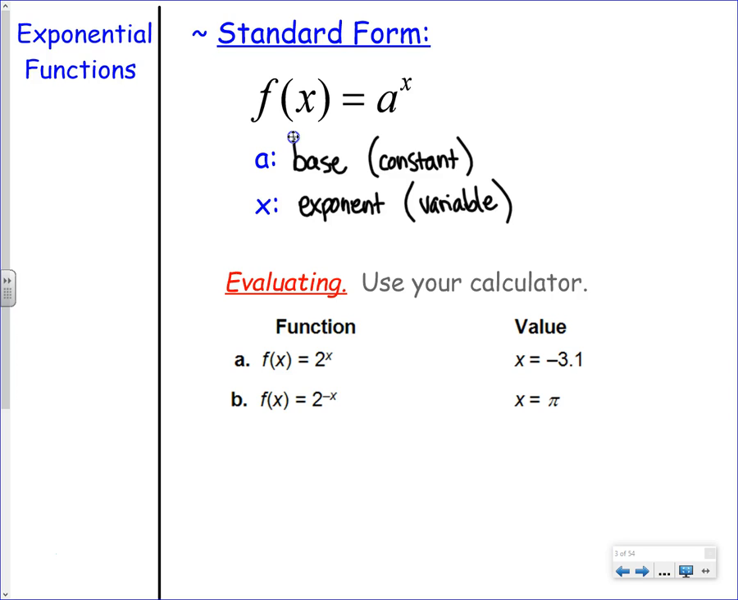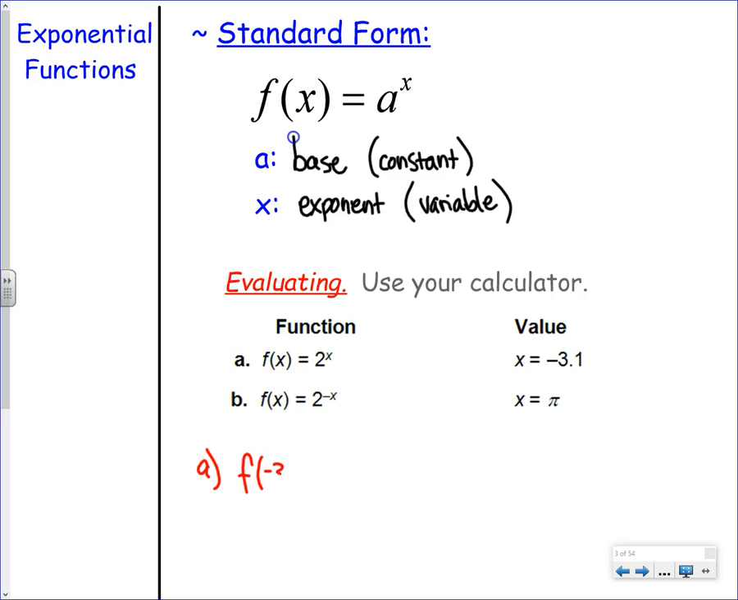What button in your calculator, if you've already gotten there, is going to help you with letters A and B? If you need to raise 2 to the power of each of these different values, you have a little caret. You guys know where the caret is? Right above the division. It looks like an up arrow. It's spelled differently, C-A-R-A-T. Okay, caret.